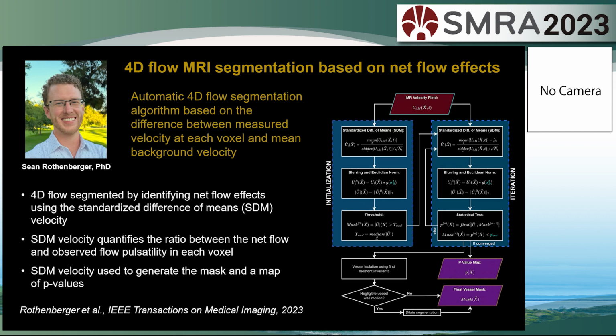So this method is based on statistical inference and principles of fluid mechanics, and we identify voxels that have net flow effects that are significantly different from the background velocity distribution in the tissue voxels. And this method, unlike deep learning, does not require any training, and it is very robust to changes in scanner settings, imaging equipment, flow conditions, and vascular territories. We recently published in IEEE Transactions on Medical Imaging on this.